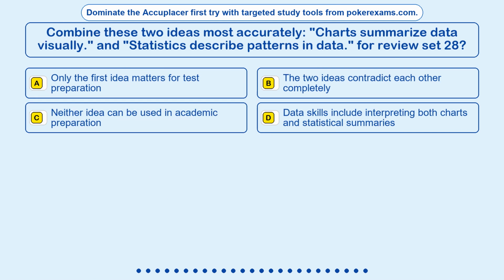Question 17. Combine these two ideas most accurately. Charts summarize data visually, and statistics describe patterns in data. For review set 28. Option A. Only the first idea matters for test preparation. Option B. The two ideas contradict each other completely. Option C. Neither idea can be used in academic preparation. Option D. Data skills include interpreting both charts and statistical summaries.